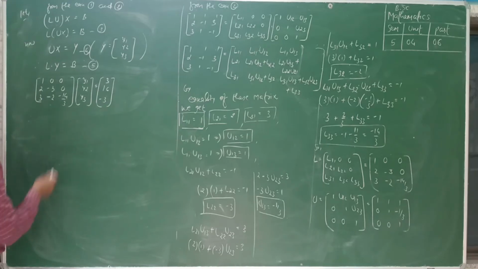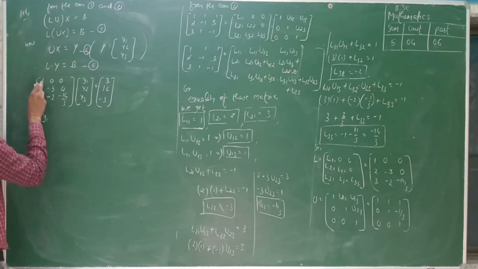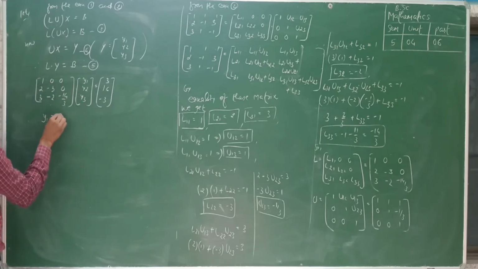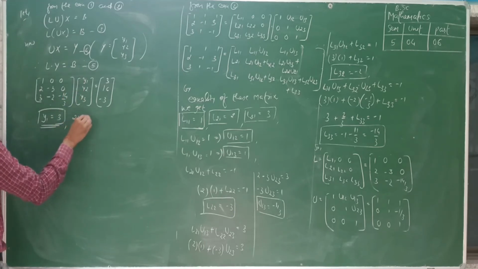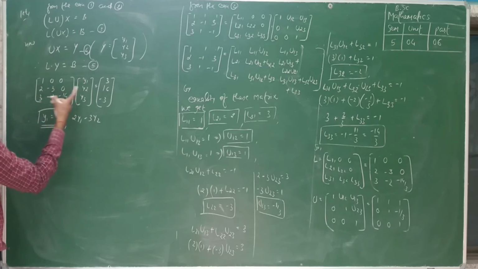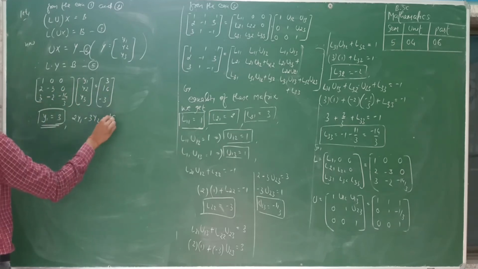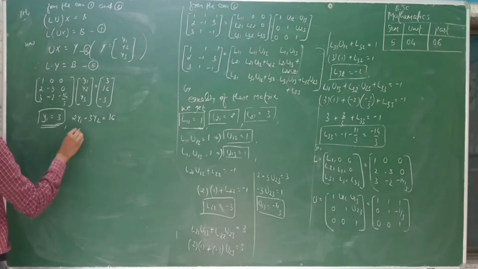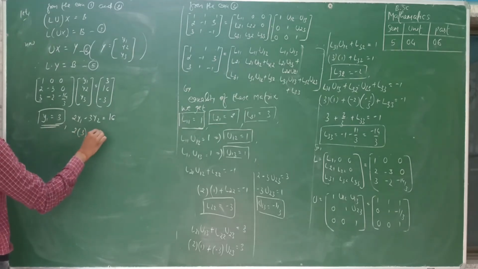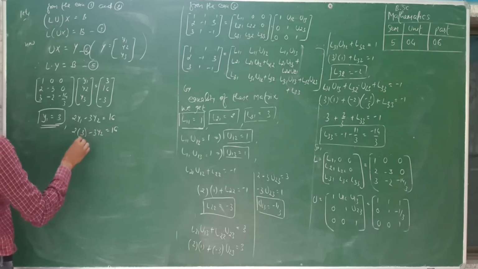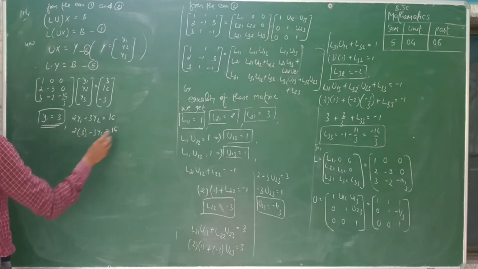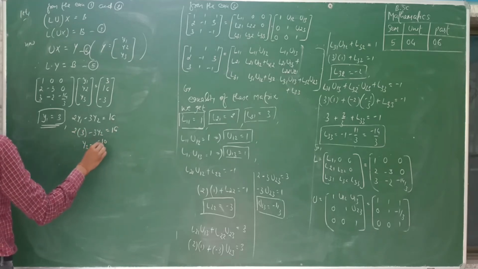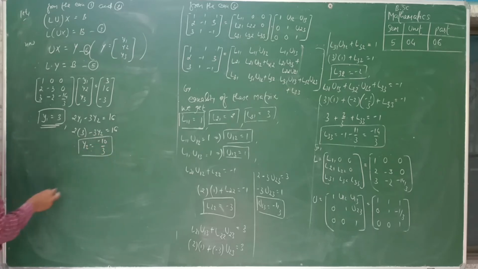So solve this expression. 1 into y1, so y1 plus 0 plus 0, that means y1 is equal to 3. Second row and first column: 2y1 minus 3y2 plus 0 is equal to 16. So 2 into y1, that means 2 into 3 is 6, minus 3y2 is equal to 16. Right hand side, 16 minus 6 is 10. So y2 is equal to minus 10 by 3.